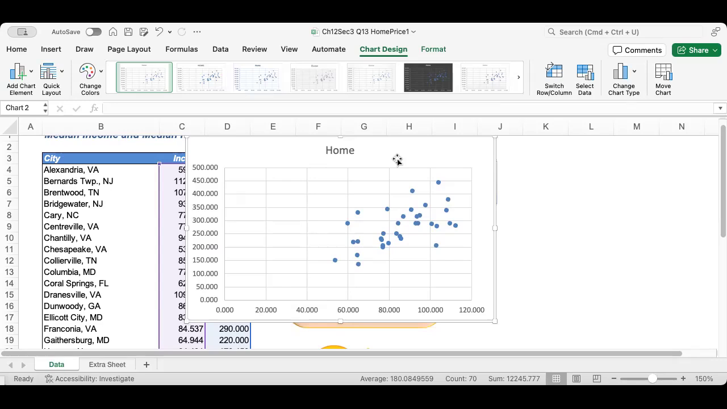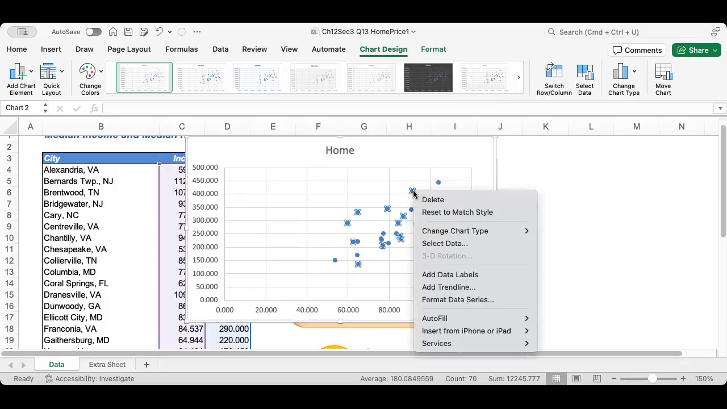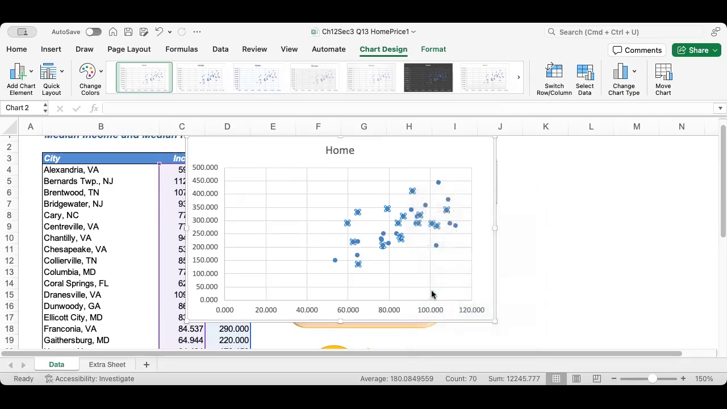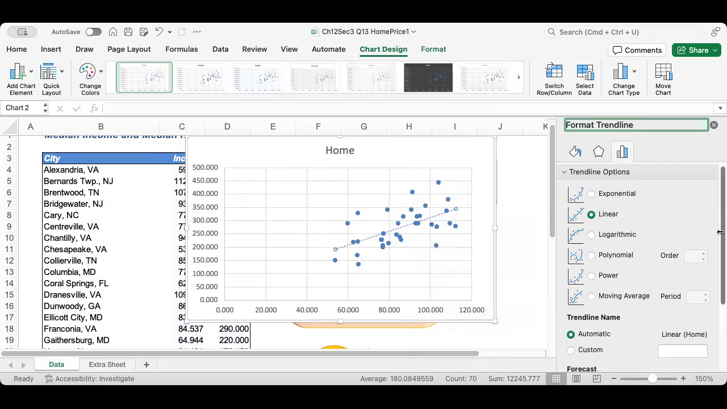I can ask Excel to generate for me a regression model. I'm going to right click on one of the data values. When I do that, a bunch of options come up. We did this back in chapter 3 a long time ago. But way down here is the idea of a trend line. I'm going to add that trend line. Hey, there's a trend line. That line that we see, that dotted line, that's our regression line.